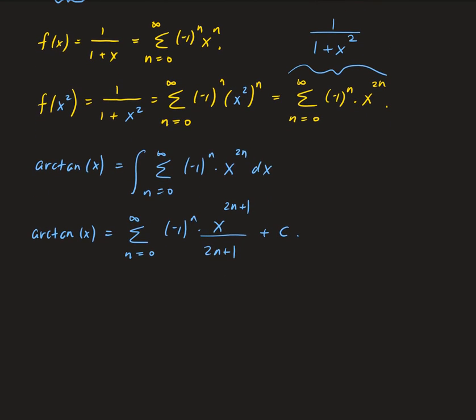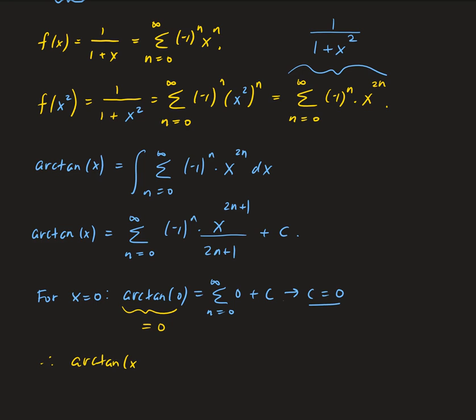For x equal to 0, we have that the arctangent of 0 is going to be equal to, plugging in 0 into the series, just 0. That implies that C must be 0 because the arctangent of 0 is 0. So then we have our series for arctangent: the sum of minus 1 to the n, x to the 2n plus 1, divided by 2n plus 1.